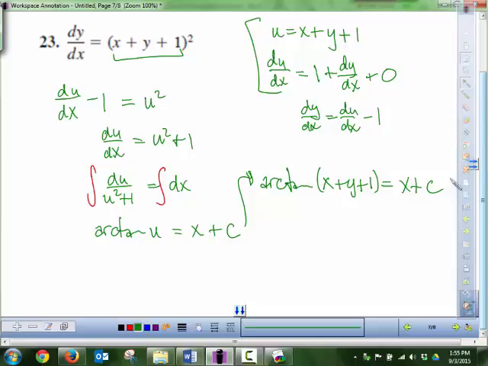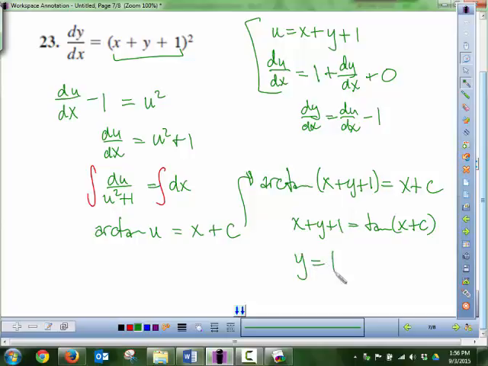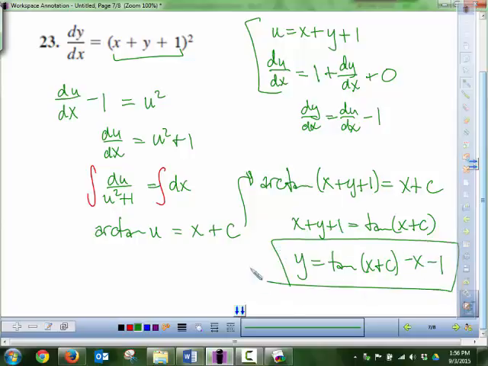And again, if there's any chance of solving for y, go for it. Is there a chance of solving for y? Let's take the tangent of both sides, shall we? x plus y plus 1 is equal to the tangent of x plus c. Now we just have an x and a y lying around there, so let's throw that on the other side: y equals tangent of x plus c, minus x, minus 1. Now we have an explicit solution.